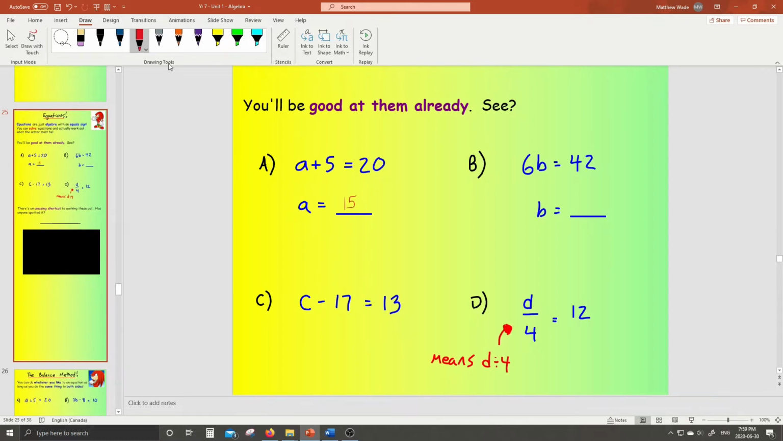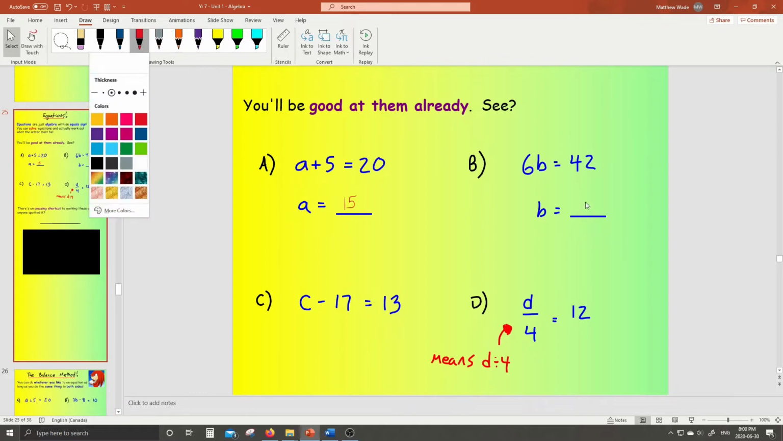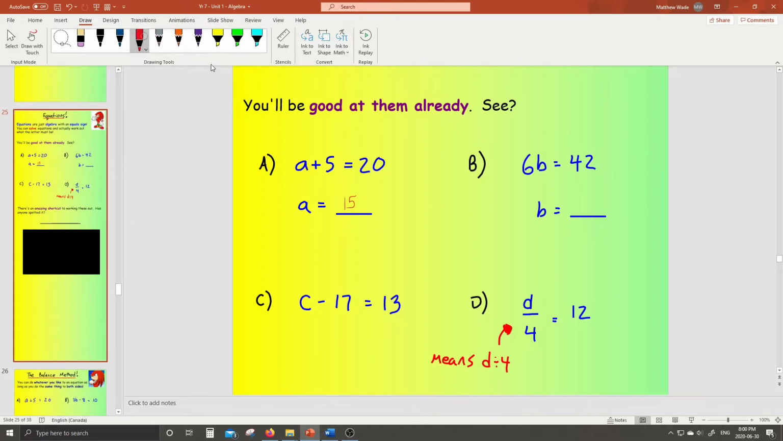Now, the second one says 6b equals 42. I just read that as 6 b's, so it's a bit of a giveaway. It's 6 b's are 42. So 6 of what number is 42? Well, if you said 7, you've got that as well. Whenever you get letters touching numbers, a letter touching a number means multiplication. It's 6 lots of b. So 6 lots of what makes 42? Well, 7.